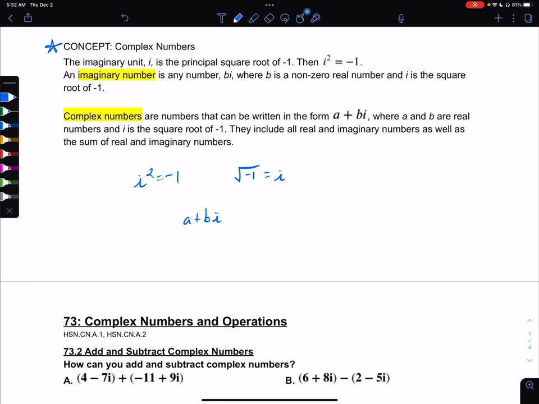Things like 5, -2, 8, stuff like that. a could be 0, right? You could have something like 0 plus 3i. However, b cannot be 0. All right, if b is 0, then it's no longer a complex number, right? Because that i value would kind of be eliminated. So remember that i squared is -1, and the square root of -1 is i.